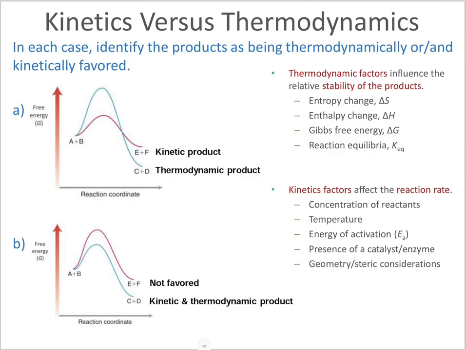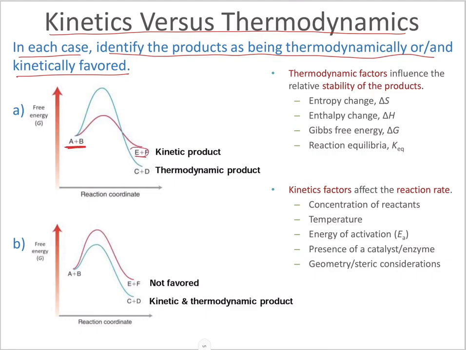For practice purposes, let us look at the kinetics versus the thermodynamics of the reaction. So in each case, identify the product as being thermodynamically or kinetically favored. Now in part A, if you look at the starting materials, these starting materials could either form E and F, or they could form C and D. So between E and F and C and D, we want to find out which one is going to be kinetically favored and which one is going to be thermodynamically favored.